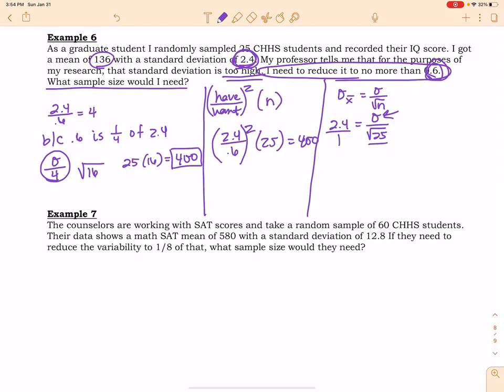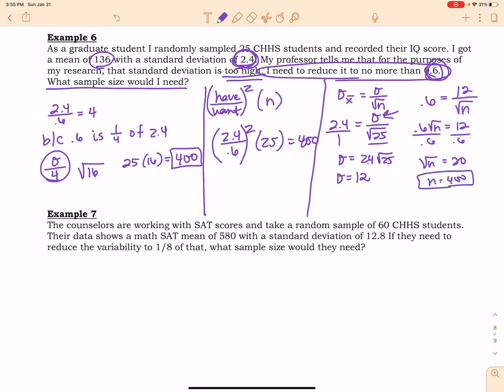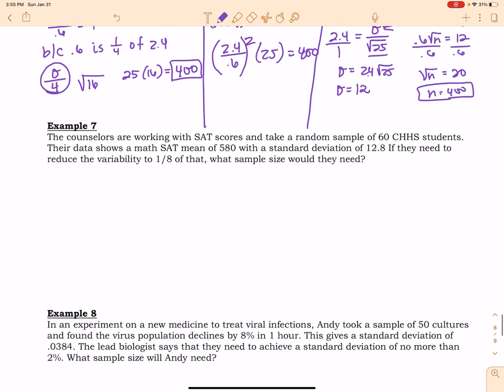Therefore, I am going to cross multiply, and I get that that initial value they started with was 12. So that means that I want to see what n should be if I want the standard deviation to be 0.6. So again, I cross multiply. I divide by 0.6. I'm going to square both sides, and n is 400. You get the same result no matter which way you do it, and I don't care which way you do it. Okay, so let's look at number 7.